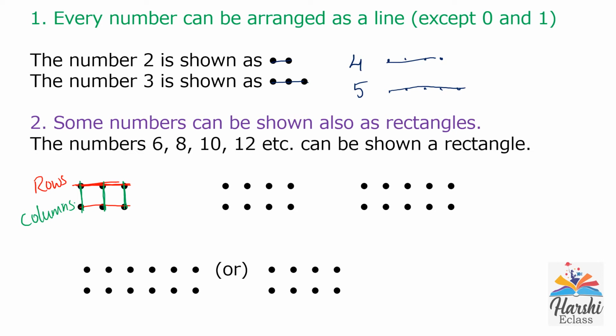Next one, number 8. 8 can also be represented as a rectangle. Rectangle means opposite sides are equal. Here opposite sides are equal. There are 2 rows in the rectangle and 4 columns. 1, 2, 3, 4. 2 rows and 4 columns are there in number 8.